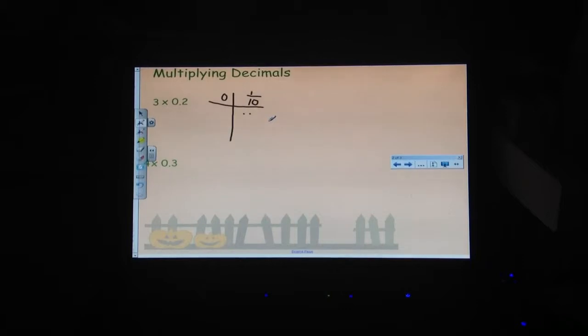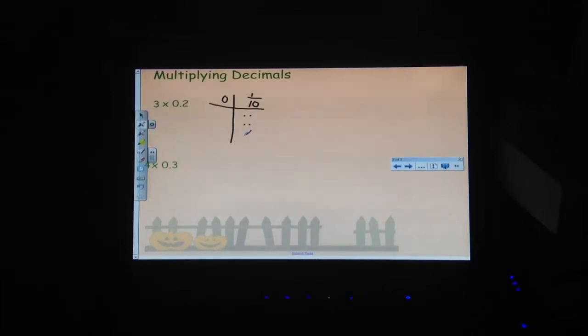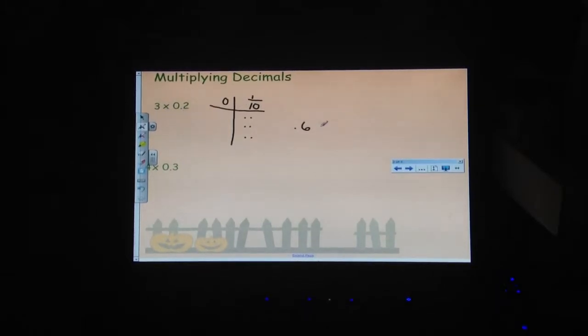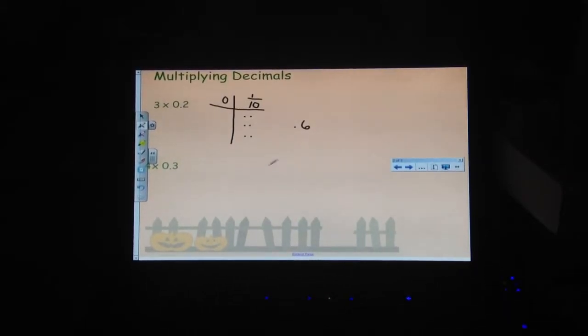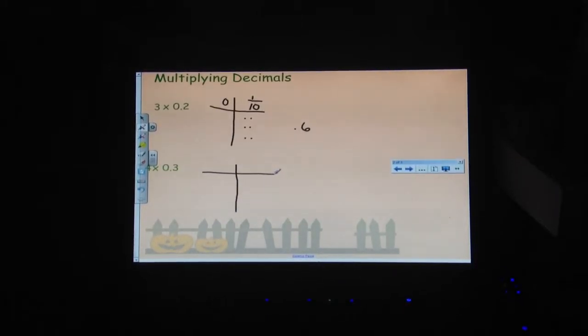So there's my 2 tenths, and I want to make 3 copies of that. So there's 1 copy, 2 copies, 3 copies. And if I add that up, I have 6 tenths. So I have 3 times 2 tenths equals 6 tenths. That's what it would look like on a place value chart. We'll look at another one.